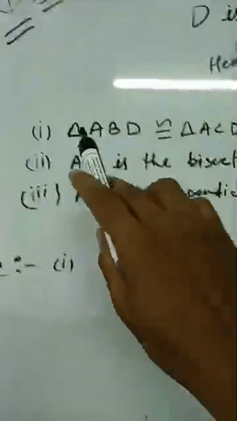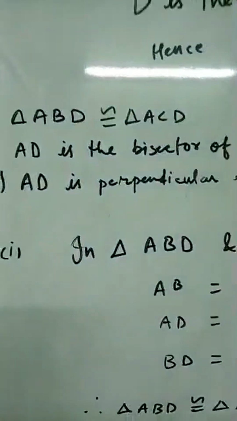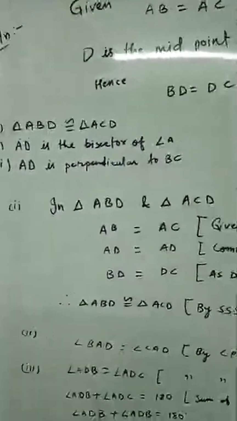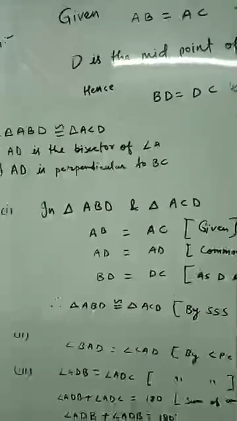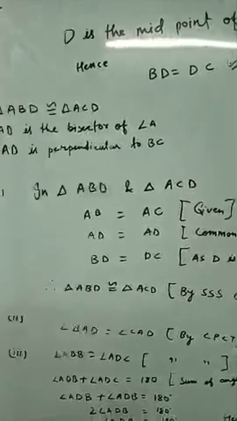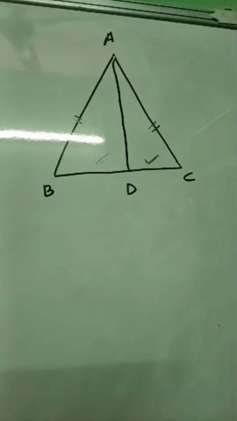We have to show that triangle ABD is congruent to triangle ACD, and number 2, AD is the bisector of angle A and AD is perpendicular to BC. That I have to show.